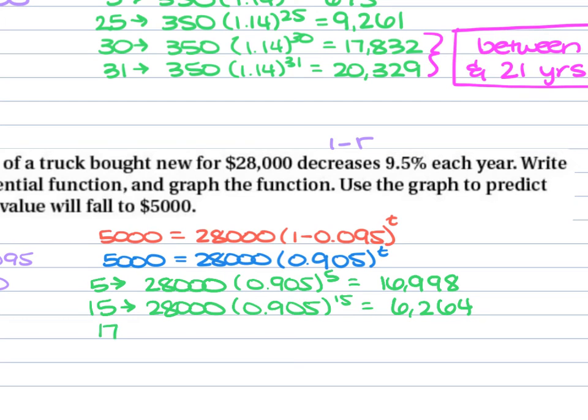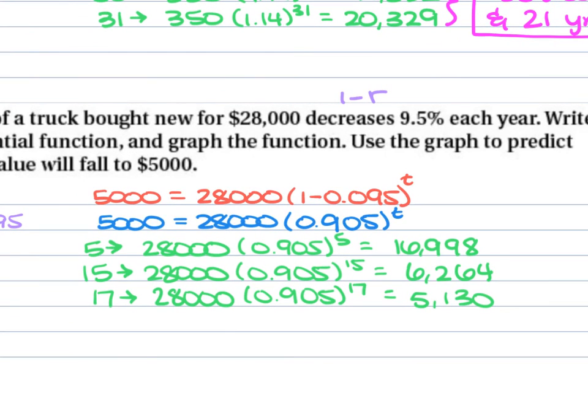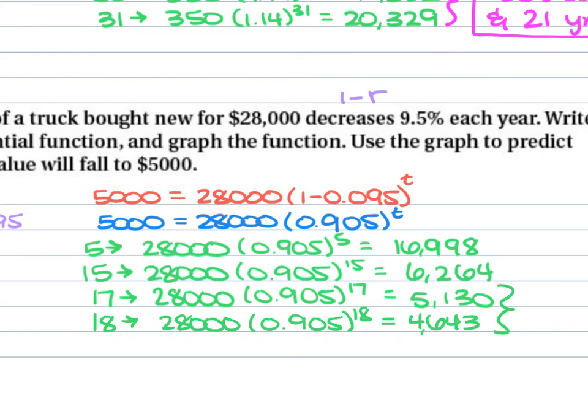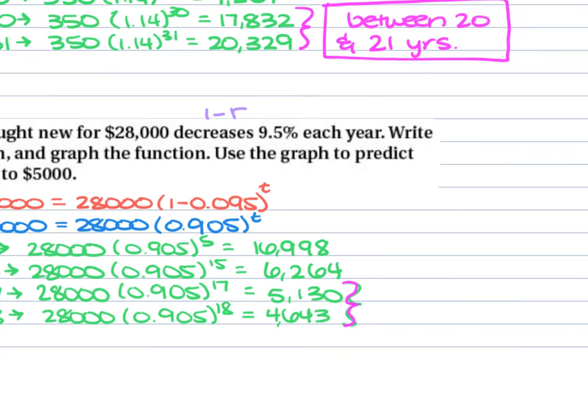So that's close. Try a number close to 15. I'm going to try 17. So 28,000 times 0.905 to the power of 17 gives me 5,130. So that's even closer to where I want to be. So I'm going to try 18 as well. So 28,000 times 0.905 to the power of 18 gives us 4,643. So yes, that right there is where that 5,000 falls, between 17 and 18 years.